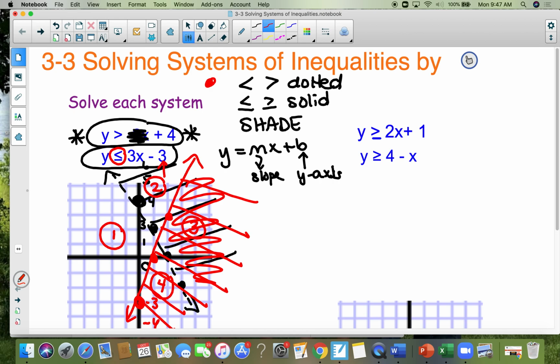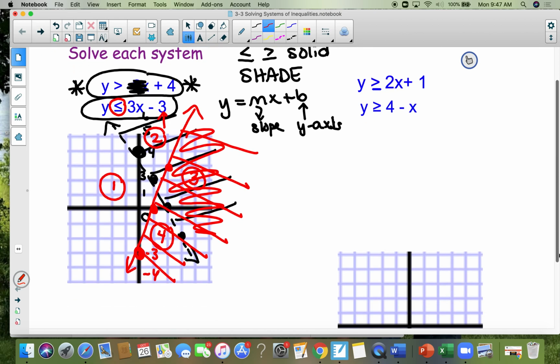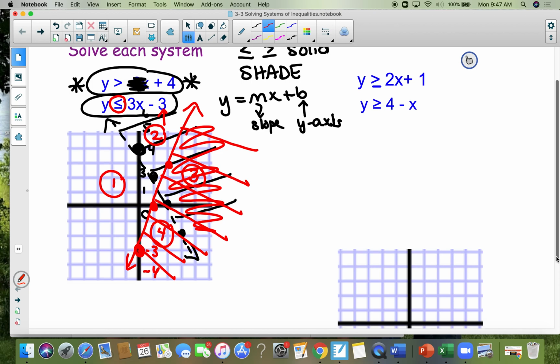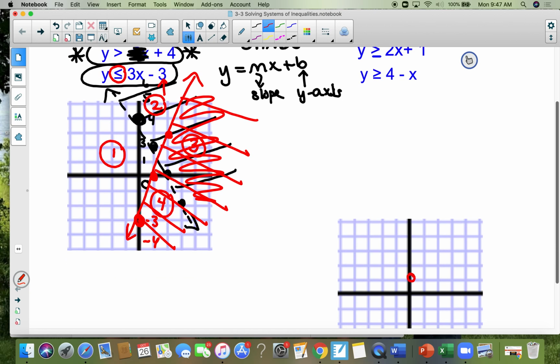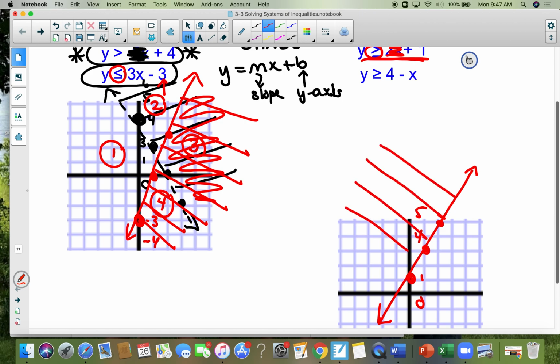Okay, let's do another one. Put my first dot at 1 because that's the y-intercept. Go up 2 and over 1, up 2 and over 1, and it's a solid line for this one. This is 1, this is 4, this is 5, this is 0. You cancel out this. Y needs to be greater than 1. Well, these numbers are greater than 1, so I want to shade this side of the line.